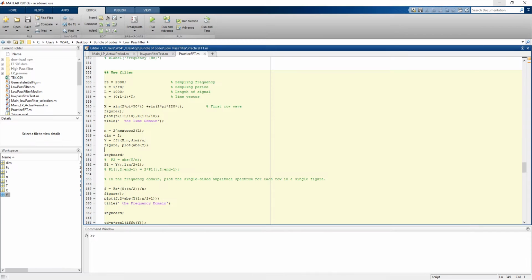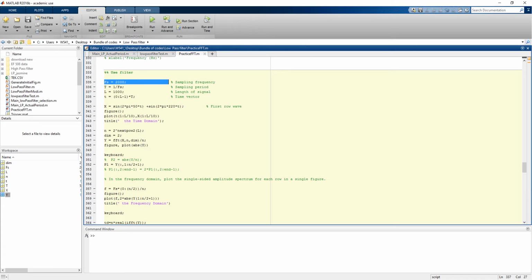Say now for our case, we want to analyze this data. This is a sinusoidal signal. We have two sinusoidal signals here, one with 50 Hz, another with 220 Hz. So if you want to do sampling here, our sampling rate should be at least greater than 220, twice of 220.